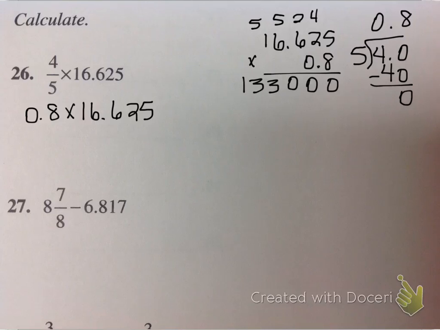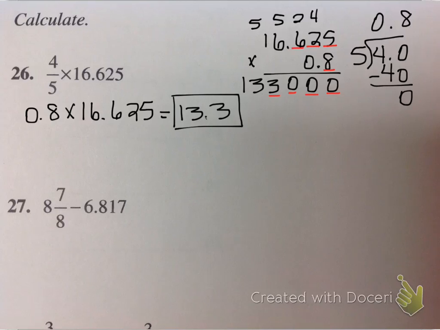Now remember, you have to have the same number of decimal places in your answer as you do in the problem. So I have 1, 2, 3, 4 places. So I need 1, 2, 3, 4 places. So my answer is going to be 13.3, or 13 3/10.